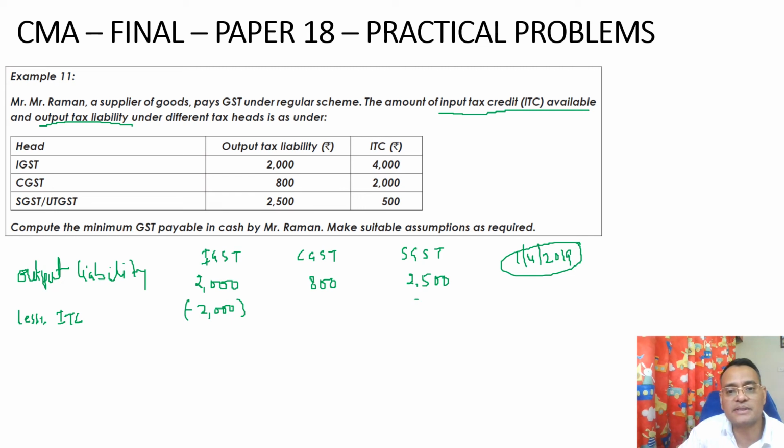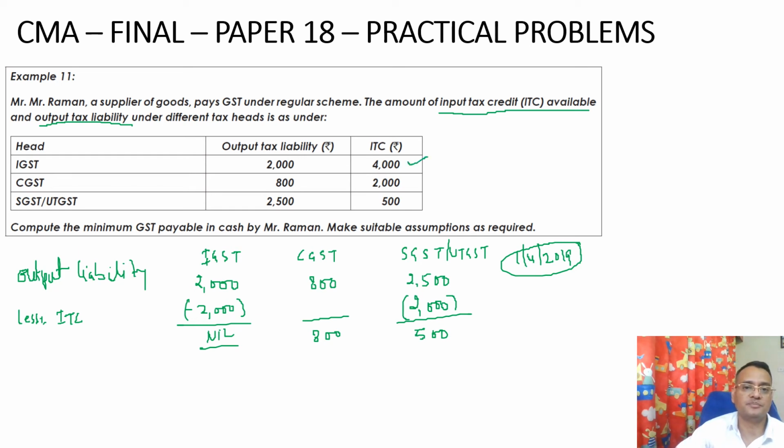Raman. So we will be adjusting this ITC of IGST, rupees 2000, towards payment of SGST/UTGST. So here the IGST output liability is nil. CGST will come down and SGST is remaining 500. So our ITC of IGST has been utilized fully.